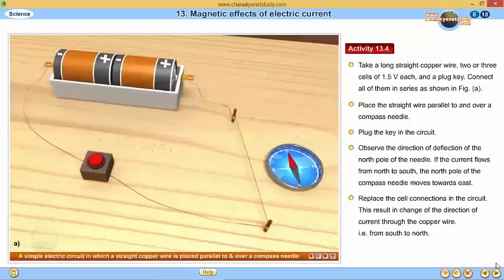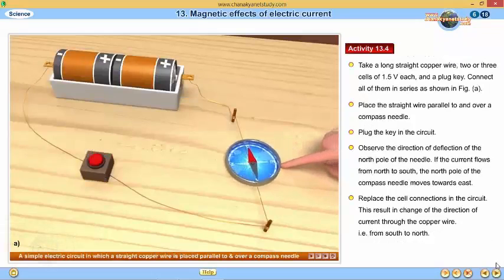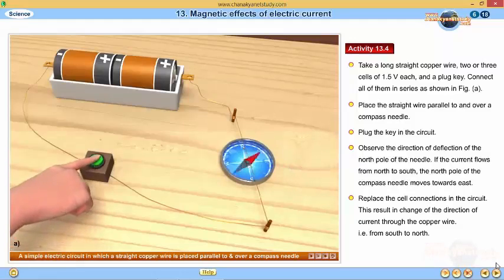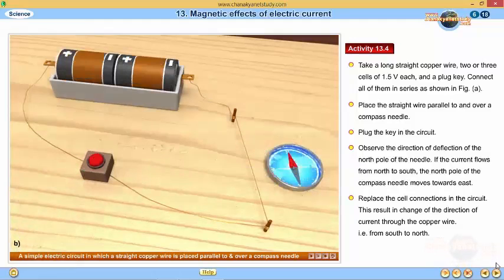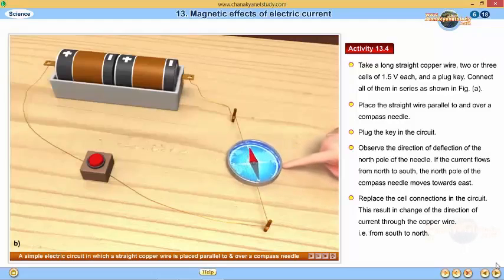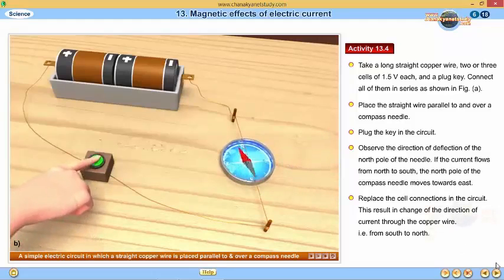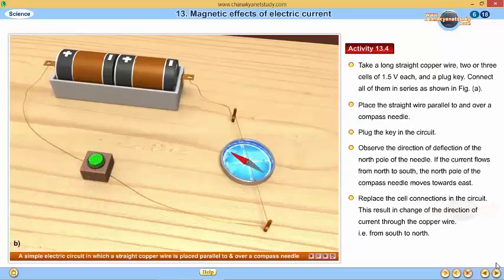Activity 13.4. Take a long straight copper wire, 2 or 3 cells of 1.5 volt each, and a plug key. Connect all of them in series as shown in figure A. Place the straight wire parallel to and over a compass needle. Plug the key in the circuit. Observe the direction of deflection of the north pole of the needle.